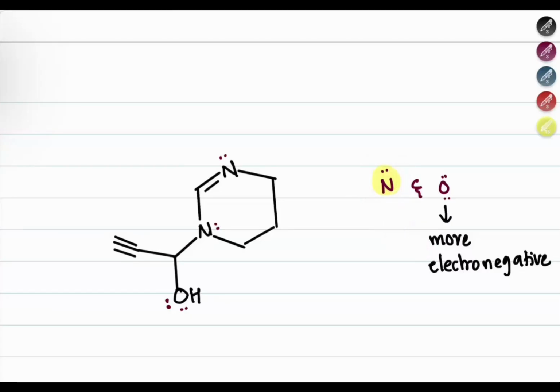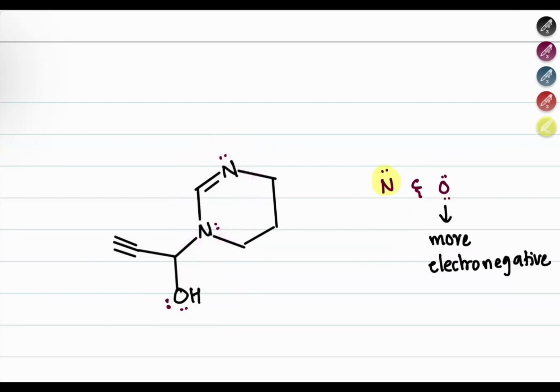So in our molecule, we can see nitrogen and oxygen. Since oxygen has high electronegativity, it has less tendency to donate its electron pair. So nitrogen will donate the electron pair. So either this nitrogen or this nitrogen will be more basic. Now we have to determine which of these two nitrogens is more basic.